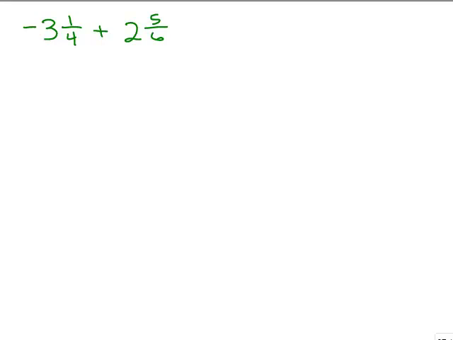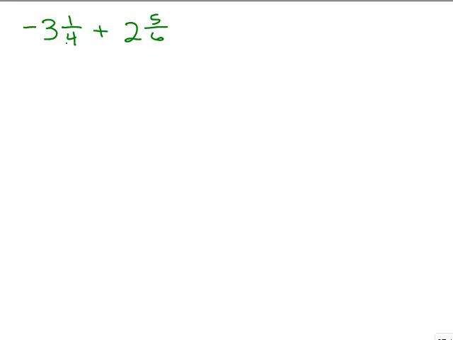Here's our first problem. We have negative 3 1/4 plus 2 5/6. So I have mixed numbers, and I also have unlike denominators. There are two different ways to deal with this. You can get a common denominator first, or you could change these to improper fractions and get a common denominator second. I think it's easier to get a common denominator first.